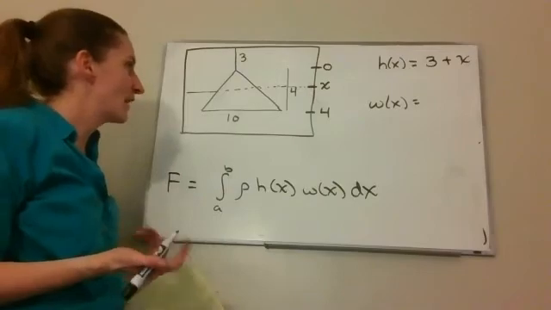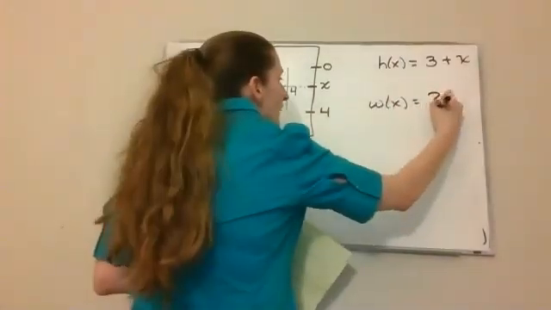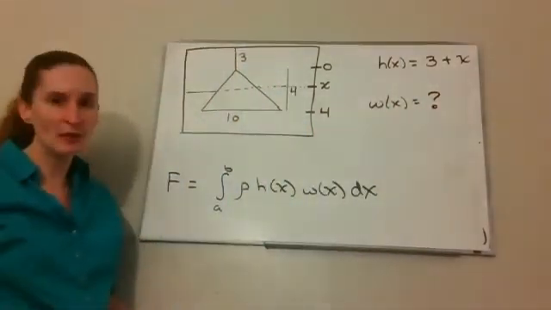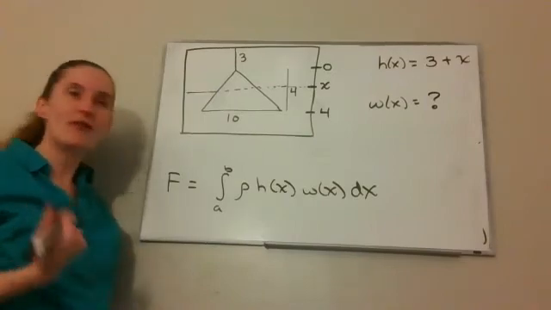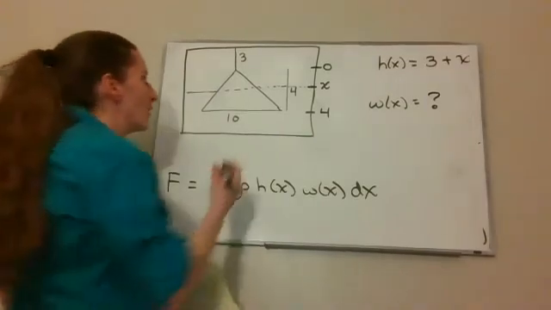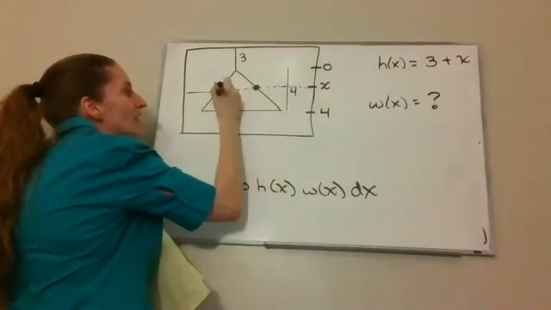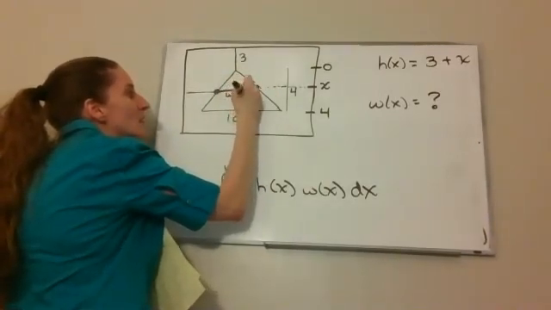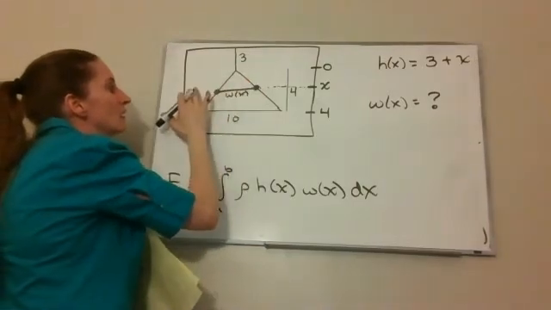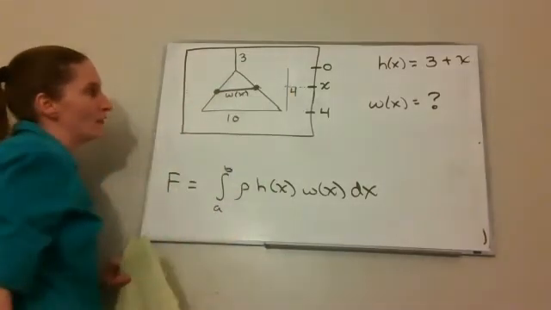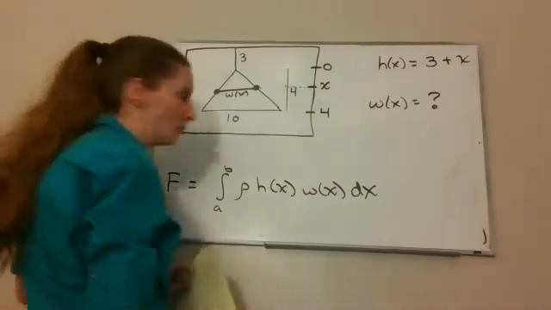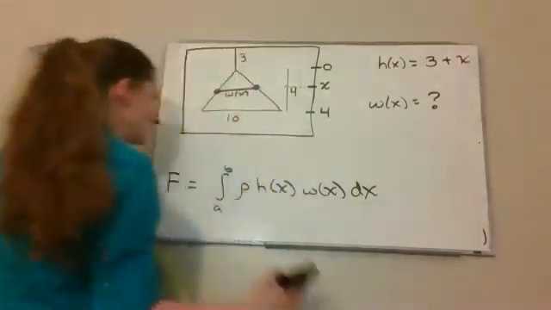Now W of X, I'm just going to put a question mark there right now because we actually have to do some geometry to find that. We can find W of X, the width. W of X is this distance here. We can find that width using similar triangles.